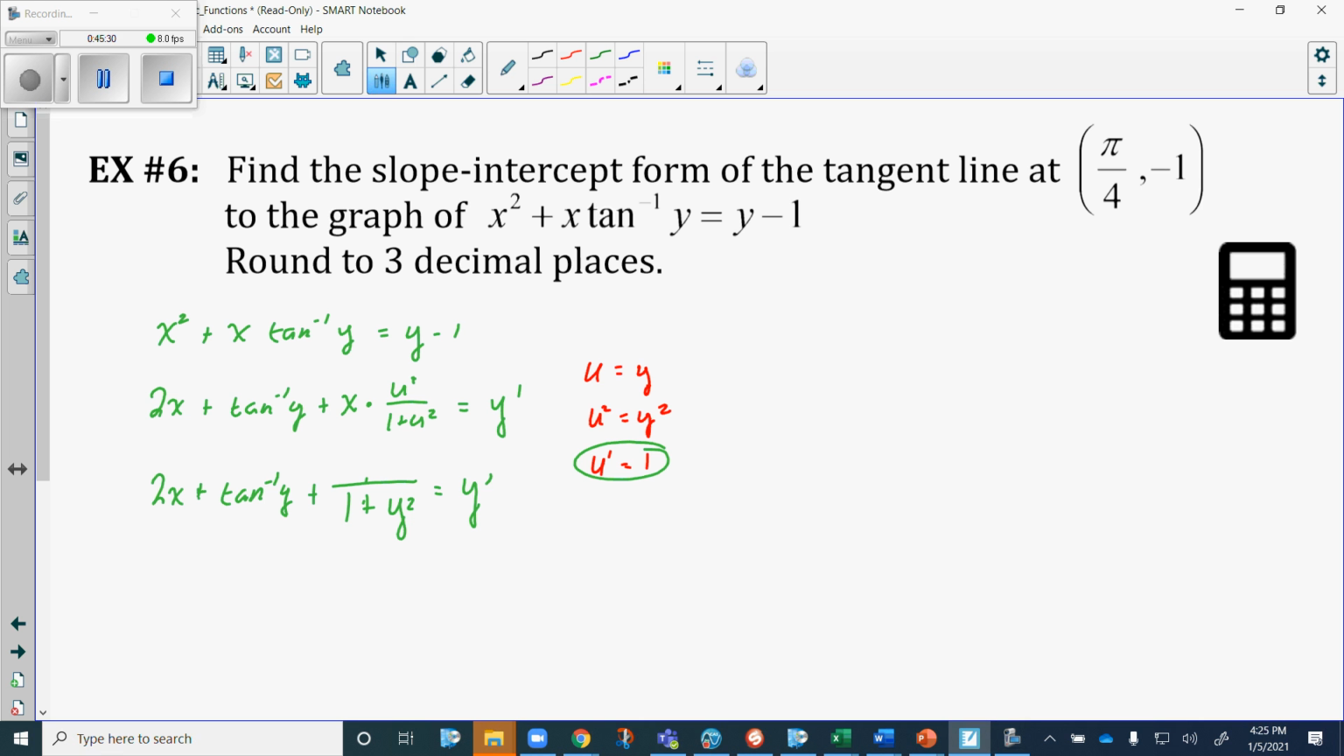Nope, that wasn't it. Hold on. There we go, I figured it out. Here, because we're doing implicit differentiation, I'm going to say that this is y prime.